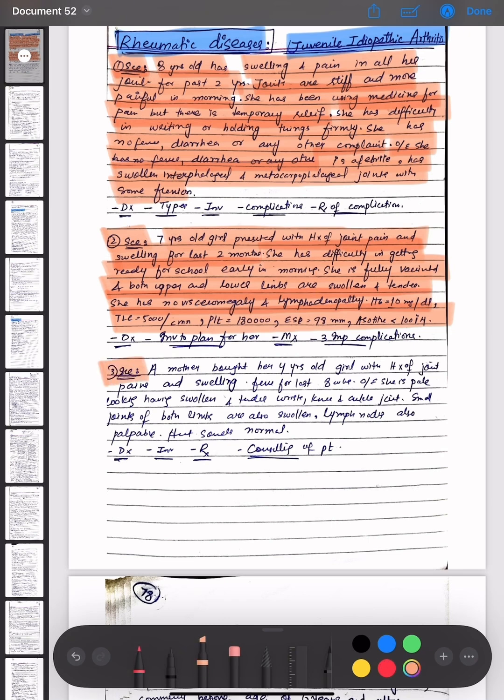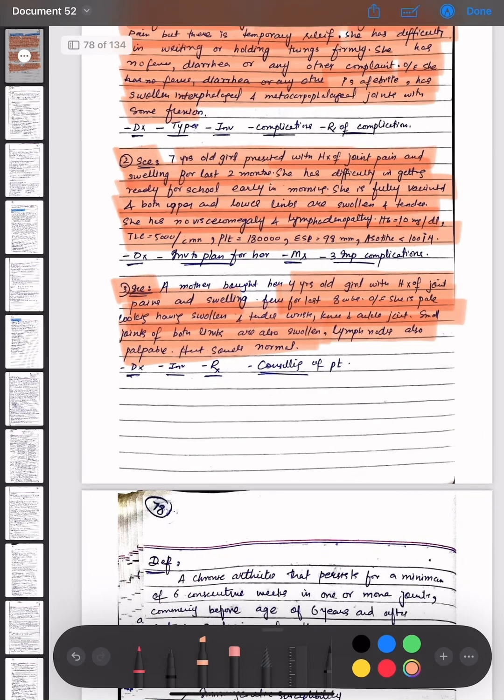We have another scenario of a 4-year-old girl with a history of joint pains and swelling, and fever for the last 8 weeks, and she is pale looking, and has swollen and tender wrist, ankle, and knee joints. Small joints of both limbs are also swollen. Lymph nodes are also palpable, and heart sounds are normal.